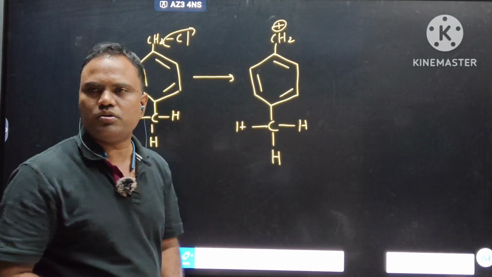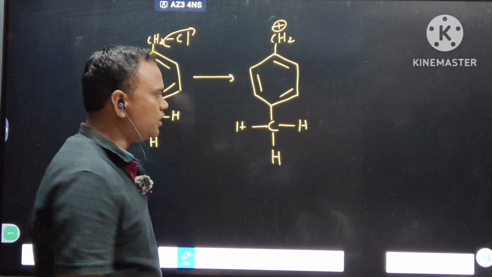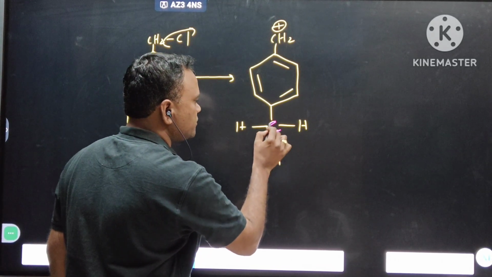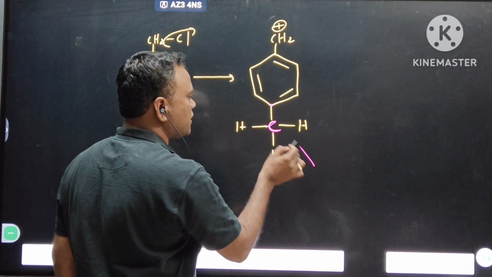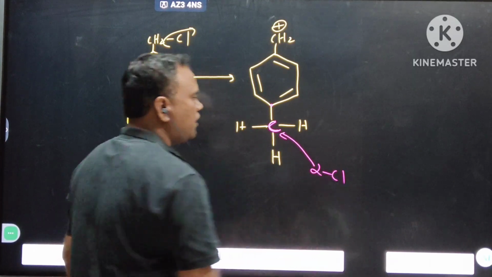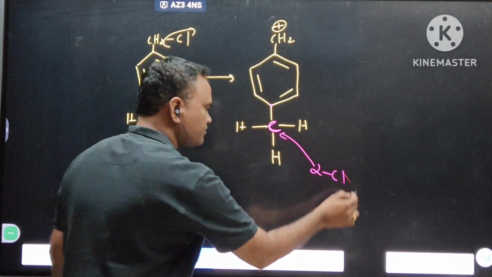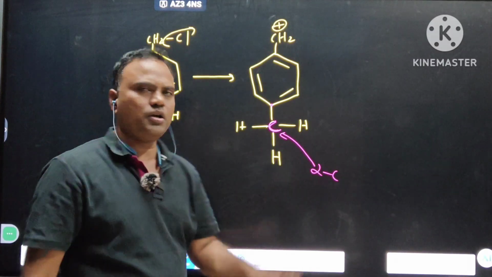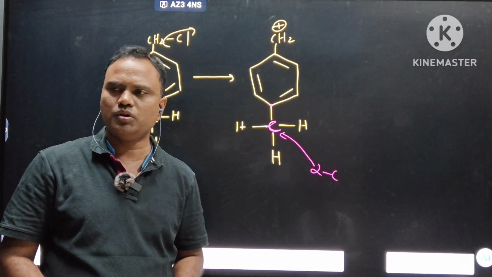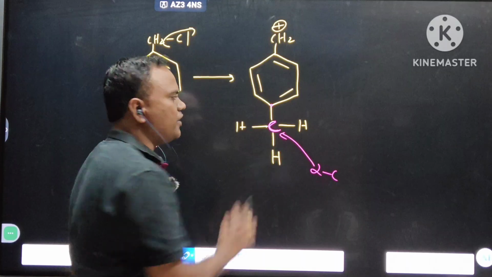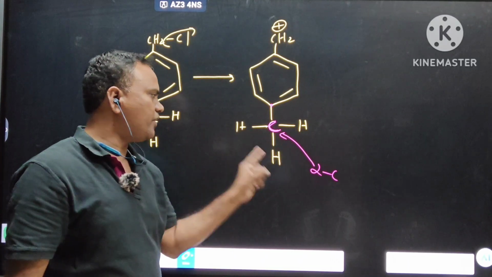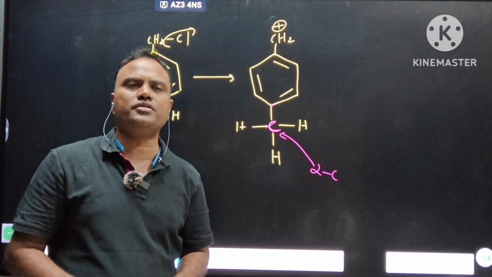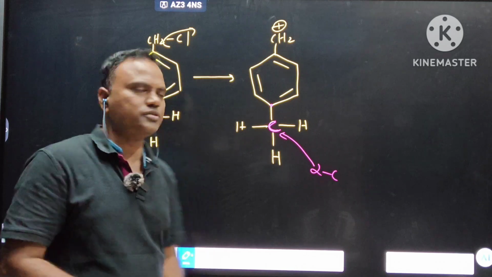First of all, you have to find out alpha hydrogen. The carbon which is connected to the benzene ring is called alpha carbon, and the hydrogen which is present on alpha carbon is called alpha hydrogen. This is alpha carbon, alpha hydrogen, alpha hydrogen, alpha hydrogen. How many alpha hydrogens are there? 3 alpha hydrogens are there.